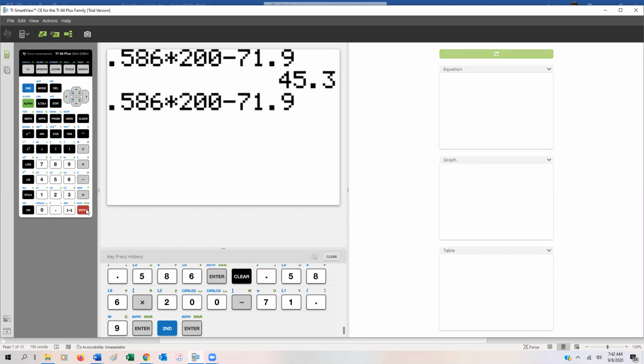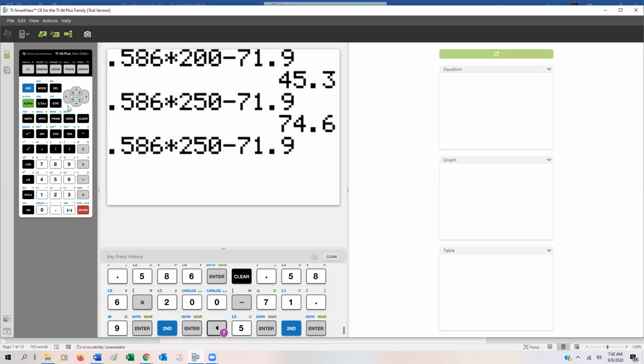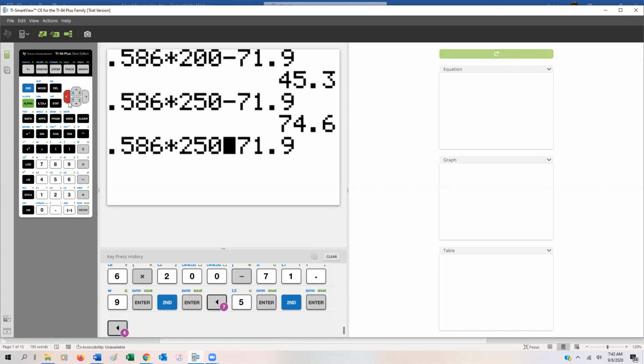Now what we can do is hit second enter, and that brings up the last entry. You're just going to backspace, and instead of 200, type 250, enter. That makes it really easy because we don't have to continuously enter every single number, and it also reduces the error as long as you got the first one right. We're going to change this to 300 now.